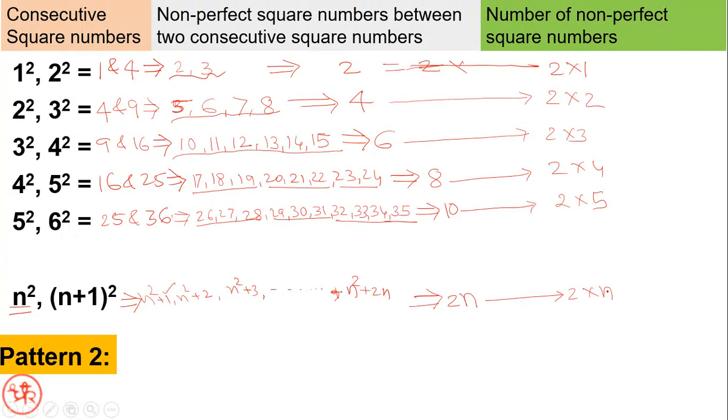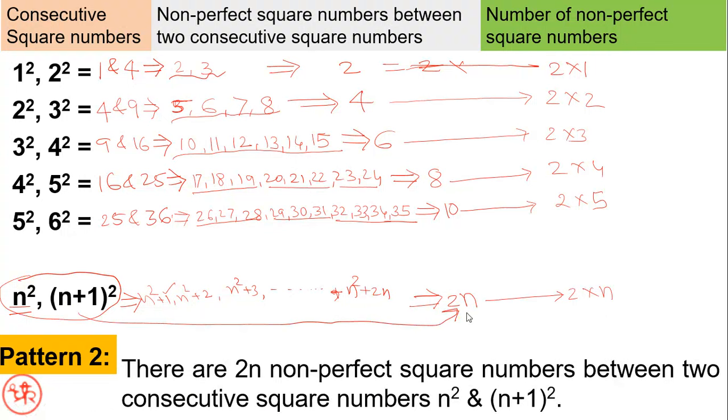Okay, so what is the second pattern? How can we state the second pattern? There are 2n non-perfect square numbers between two consecutive square numbers n square and (n plus 1) square. We have seen here, between n square and (n plus 1) square, there are 2n non-square numbers. Okay, and therefore the second pattern is there are 2n non-perfect square numbers between two consecutive square numbers n square and n plus 1 whole square.